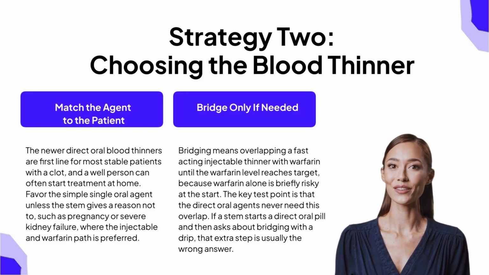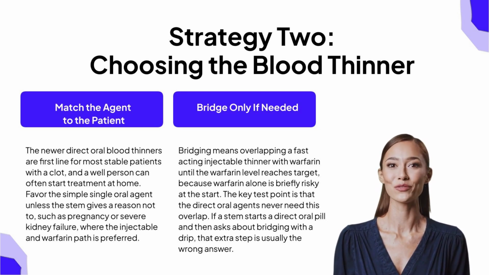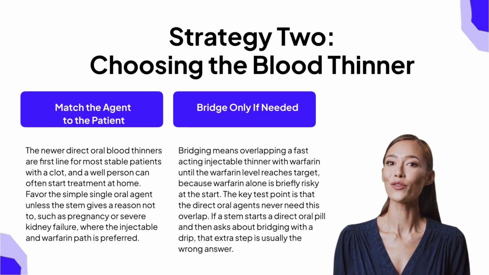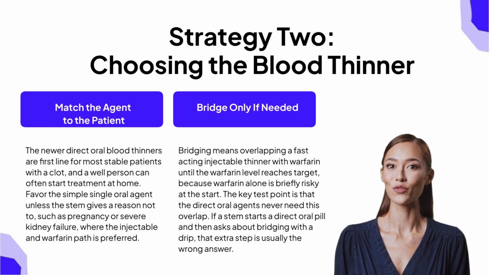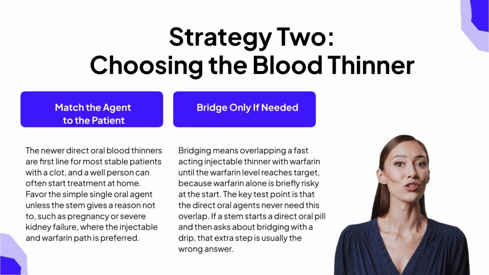Second, bridge only when you must. Bridging means you overlap a fast-acting injectable thinner with warfarin until the warfarin reaches its target range. Because warfarin is briefly risky in the first days, here is the high-yield trap. The direct oral agents do not need that overlap at all. So if a question starts a direct oral pill and then offers an answer about also starting a heparin drip to bridge, that extra step is almost always the wrong choice.